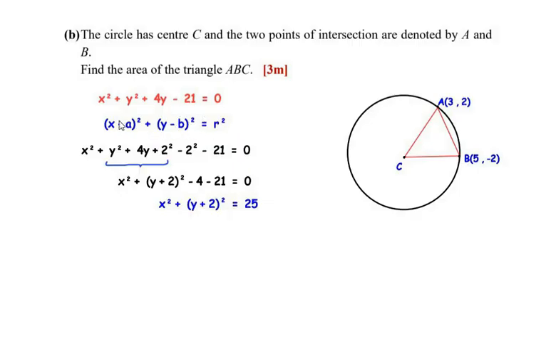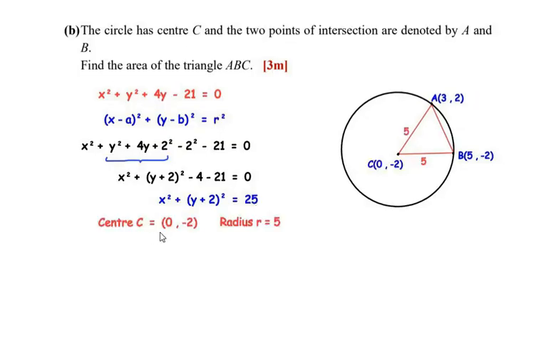So now we can see that the value of a is going to be 0, b is going to be negative 2, and the radius r square equal to 25. So r is going to be square root of 25, giving us 5. So here we have written the coordinates of the center as 0, negative 2, and the radius is going to be 5. Now once we have got this, let us focus on the triangle ABC.